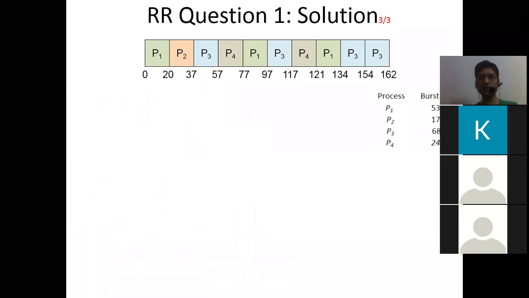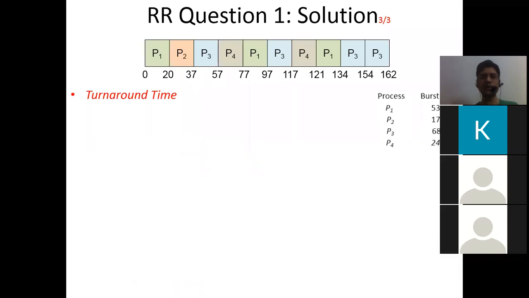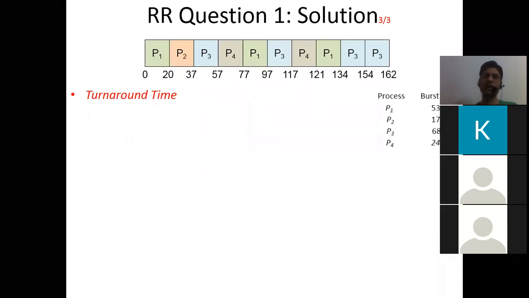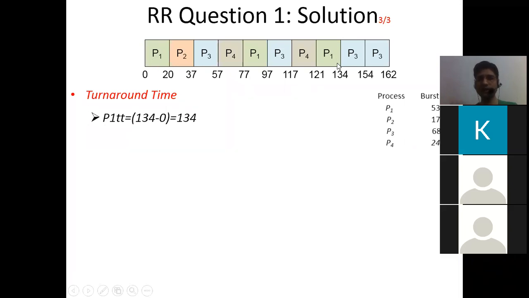Here we have a Gantt chart and then process and the burst time. What is the turnaround time? Turnaround time is completion time minus arrival time. What is the completion time of P1? P1 has completed its execution at 134, and it arrives at time zero. So what is the turnaround time for P1?